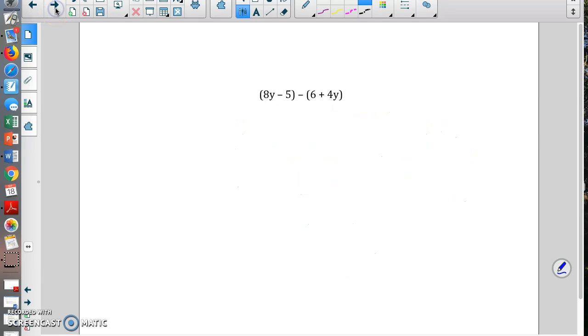Okay, let's try the second one. I want you to try this, and remember, you have to distribute that negative because that is 8y minus 5 minus 6 plus 4y. The 6 and the 4y are being subtracted. So we're going to distribute the negative to the 6 and distribute the negative to the 4y.